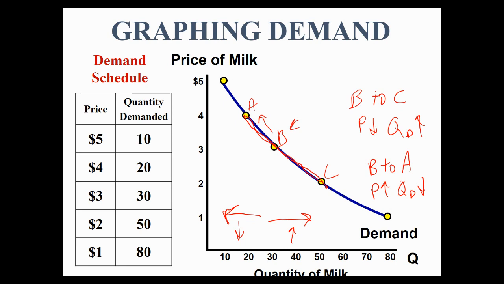Okay, so it's important to understand what we're showing right here, the sliding along the curve. Those are changes in price, right? Which leads to changes in quantity demanded. Please make sure you understand the difference between a change in quantity demanded and a change in demand, because we're going to talk about a change in demand, and that's going to be different. Okay, that's going to be different.